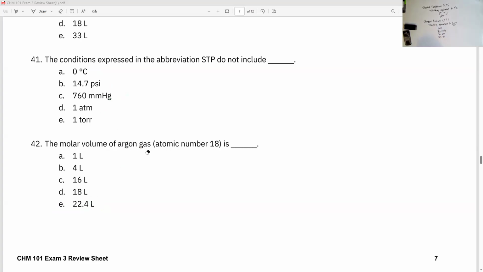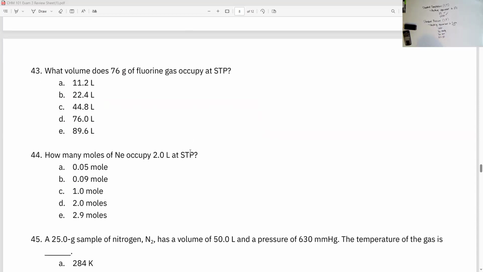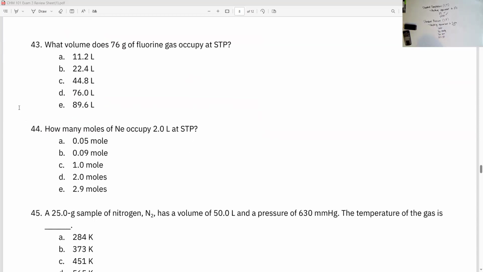The next question, I believe, is linked to standard temperature and pressure. Both of these next two questions are. So the first question says, what volume does 76 grams of fluorine gas occupy at STP? So our job is going to be to see how many moles of gas 76 grams equals, and then we can relate it to our molar volume.